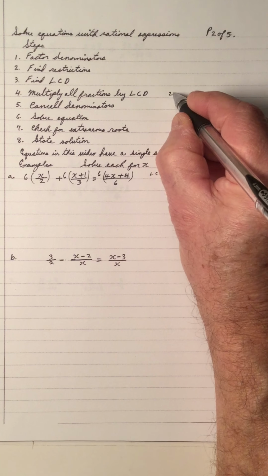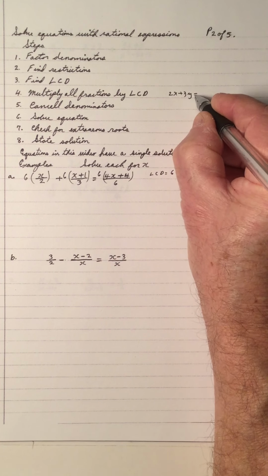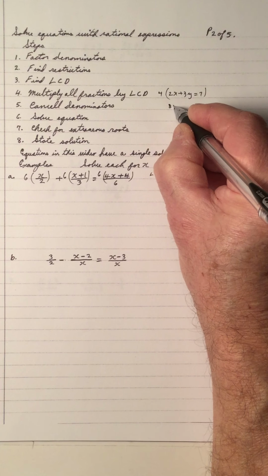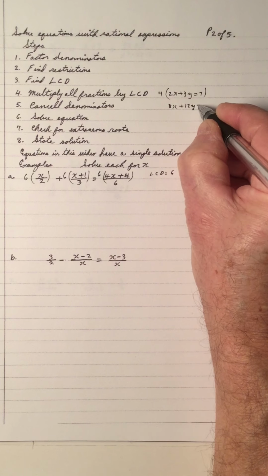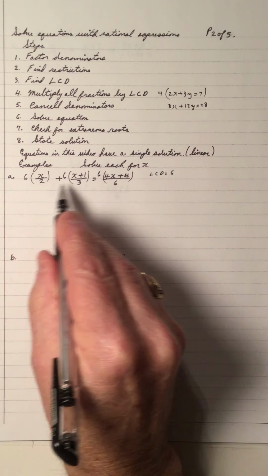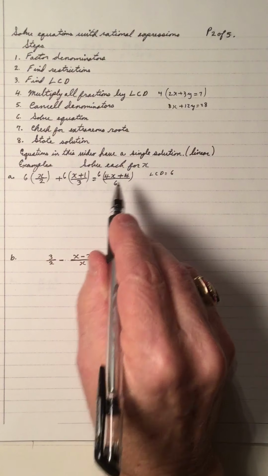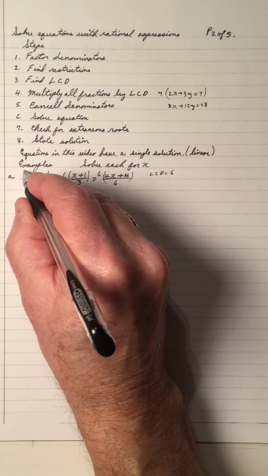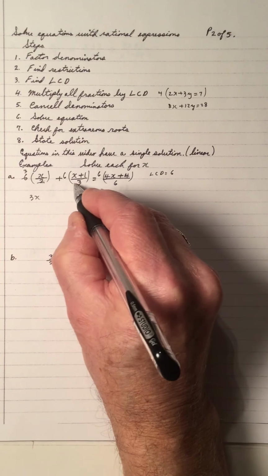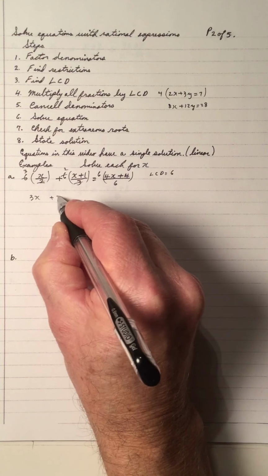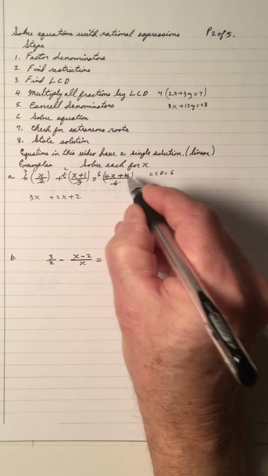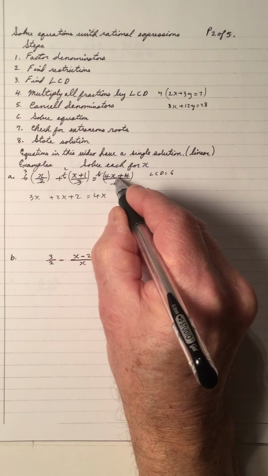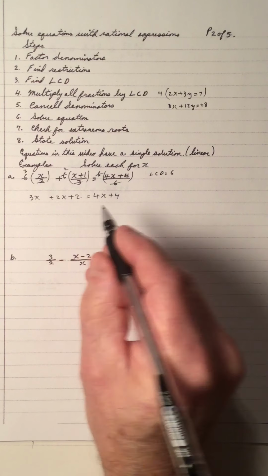Remember when we did 2x plus 3y equals 7, and we multiplied the equation by 4, and we got 8x plus 12y equals 28? Well, that's what I'm doing here. I'm multiplying the whole equation by 6, but I'm putting the 6 with each fraction. In that way, 2 into 6 goes 3, and I get a 3x. 3 into 6 goes 2, and I get 2x plus 2. 6 cancels into 6 once, so I get 1 times 4x plus 4 gives me 4x plus 4, and then I solve.